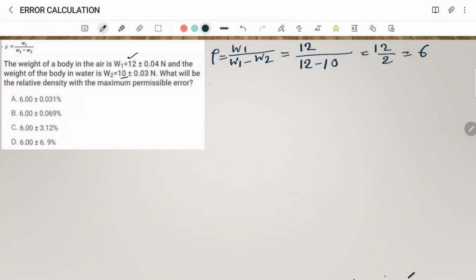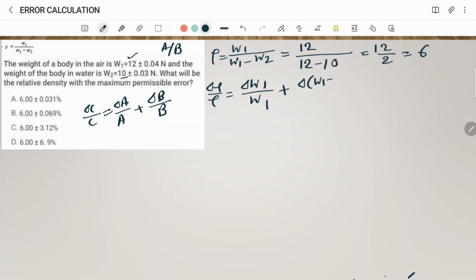Next, let us calculate the error. So it is in the form of A by B. We know that if a quantity is in the form of A by B, then the error in the result is delta A by A plus delta B by B. So this will become delta W1 over W1, and our B is W1 minus W2, so plus delta (W1 minus W2) divided by (W1 minus W2).